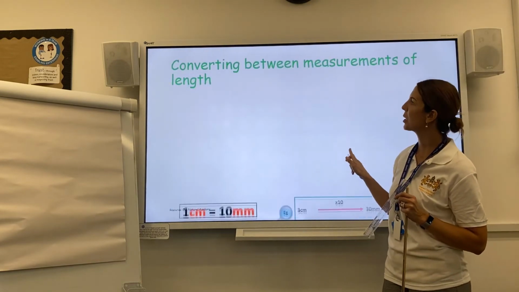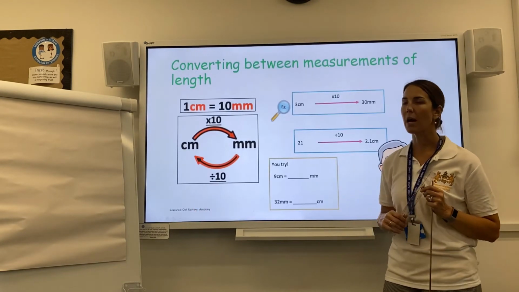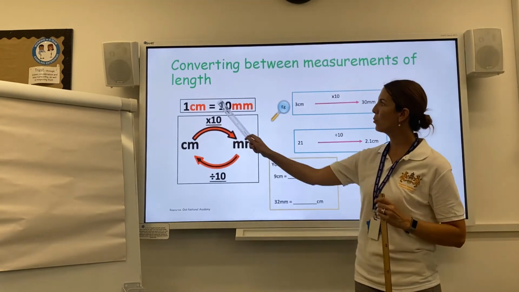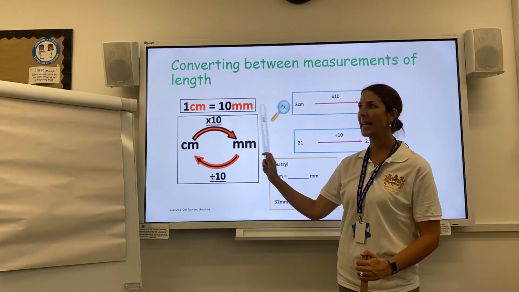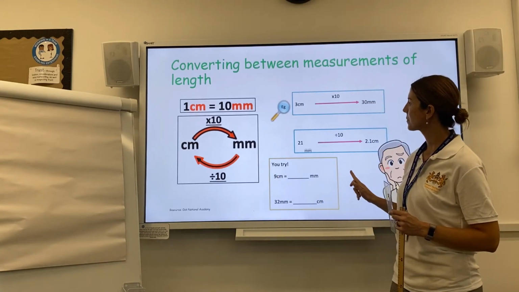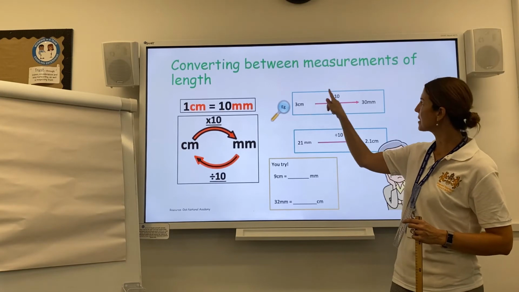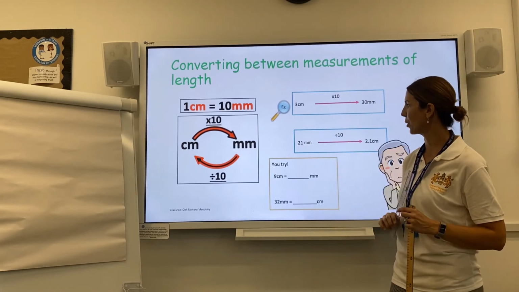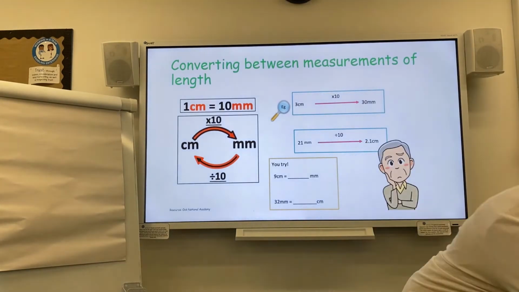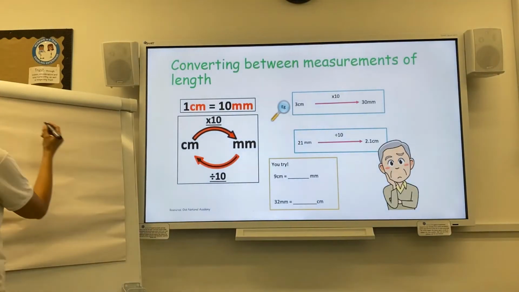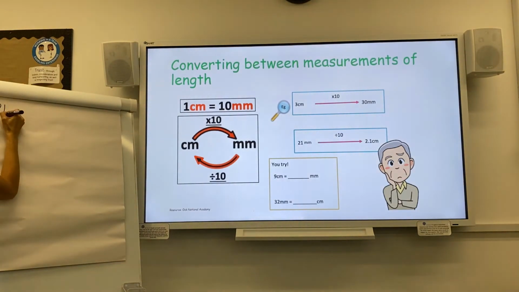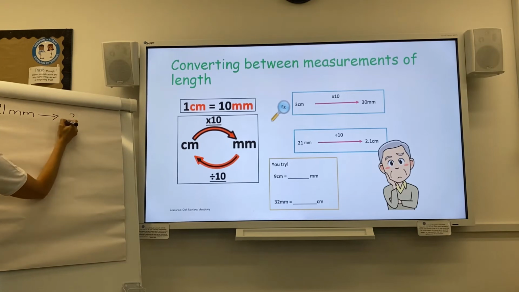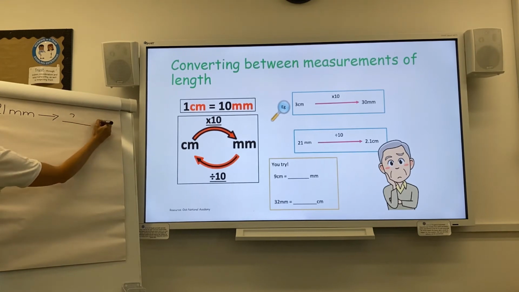Let's see how the converting goes. Now this diagram breaks it down. We're going to start with our centimeters and we're going to start with our millimeters. So for every 1 centimeter, I get 10 millimeters. This one, 3 centimeters times the 10 is 30. 21 divided by the 10 is 2.1. Let's have a look what they mean by that. So where I have 21 millimeters, that would become how many centimeters?